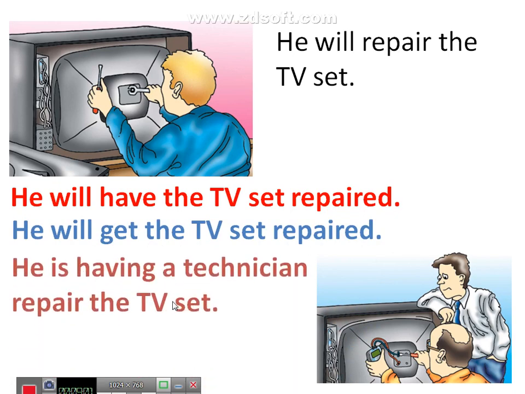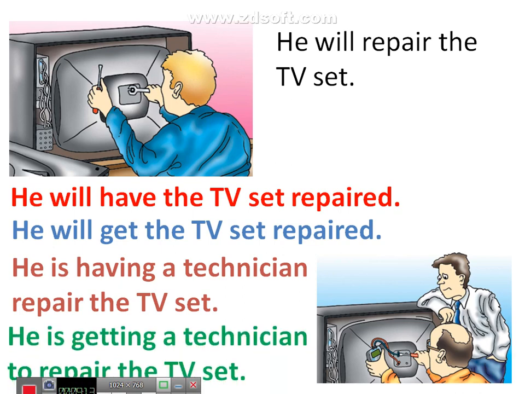But in the active form, with the causative form, in the active, here he is having the technician repair the TV set. Here it's active causative, because here we mention the agent after the causative verb. He is getting a technician to repair the TV set.